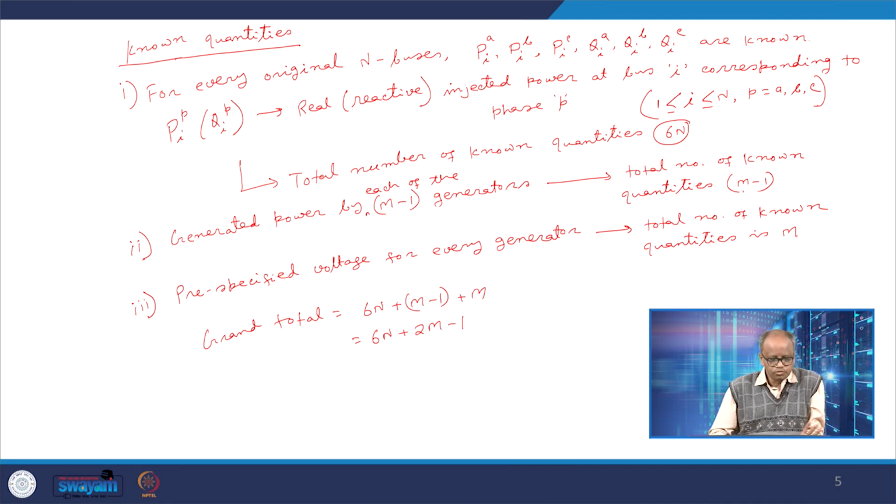So we have managed to get exactly the same number of known quantities, 6n plus 2m minus 1, and unknown quantities, 6n plus 2m minus 1. Therefore, we should be able to solve. From the next lecture onwards, we will start talking about the equations for these known quantities, so that these known quantities are expressed in terms of the unknown quantities, and after that we will look into at least one method, the Newton-Raphson method, for solving those equations.